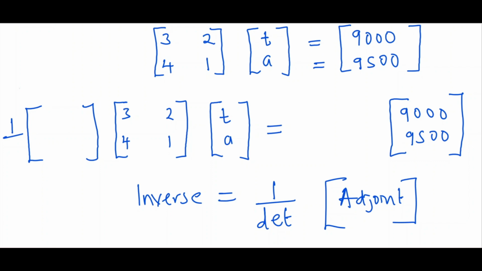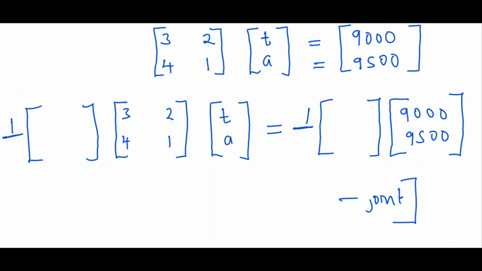So 1 over the determinant is on this side. We'll also add it on the other side. 1 over determinant times the adjoint we added on the other side. How do we find the determinant?